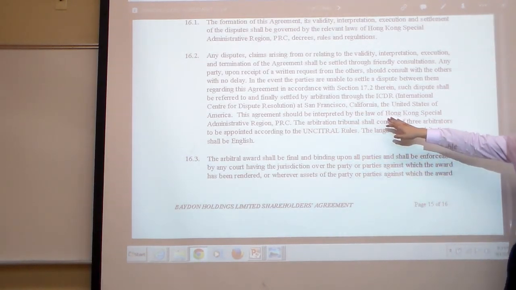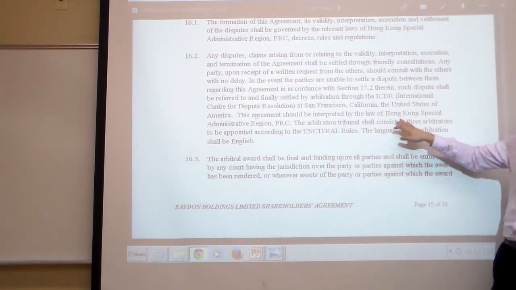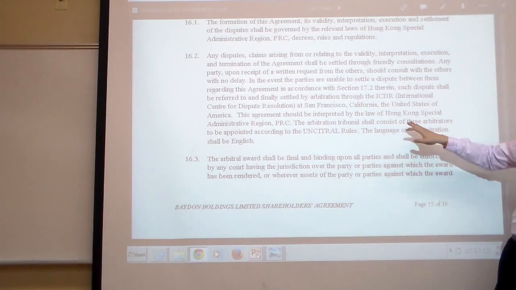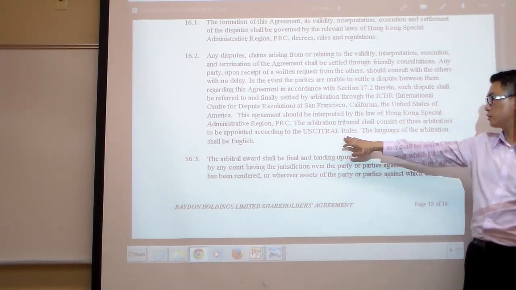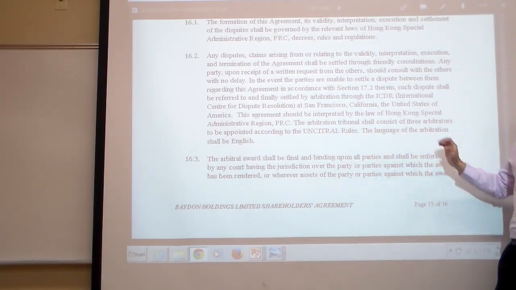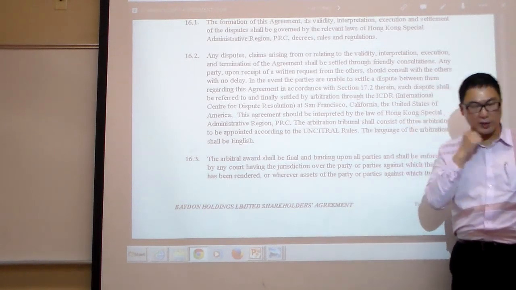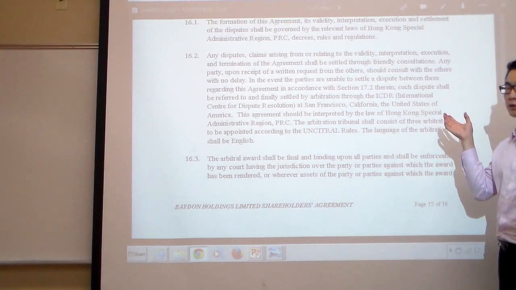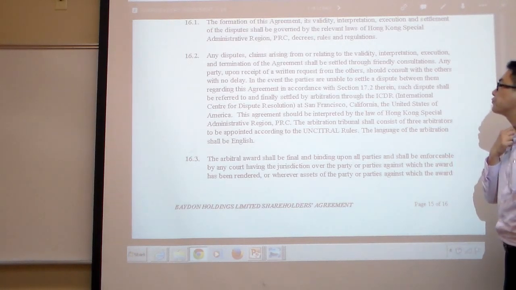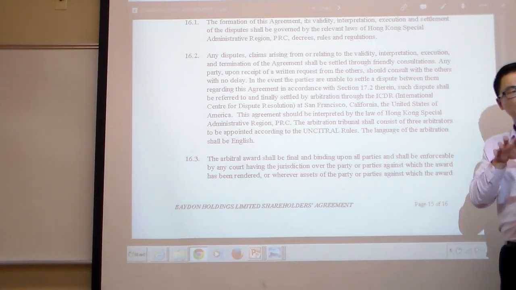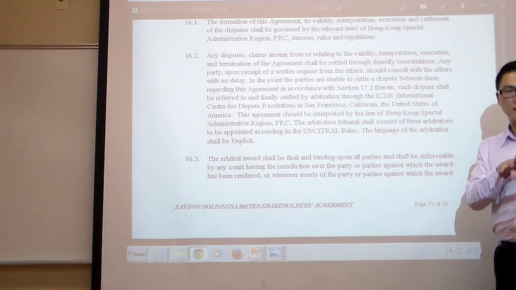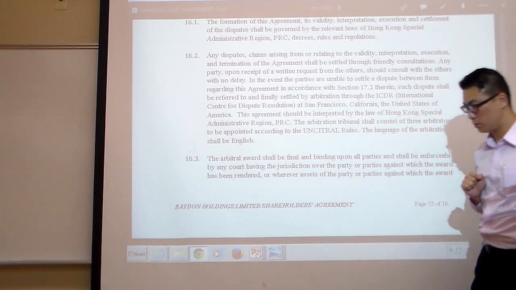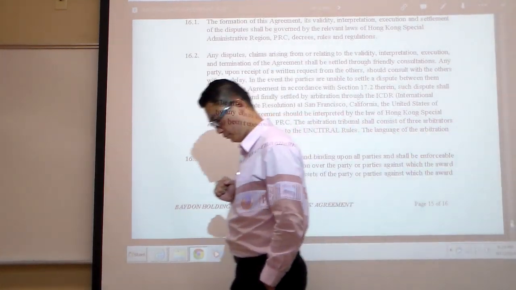The agreement should be interpreted by the law of Hong Kong. Arbitration should consist of three arbitrators, appointed by these rules, and the language of the arbitration should be in English. Now, what do you think, why did I put it this way? I wrote it. The company is in Hong Kong, so the law must be Hong Kong's law.